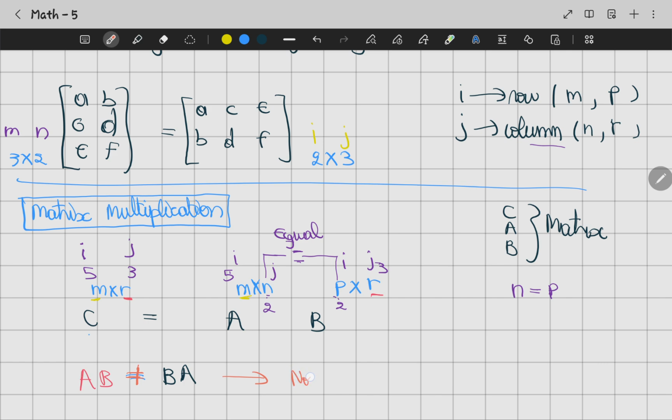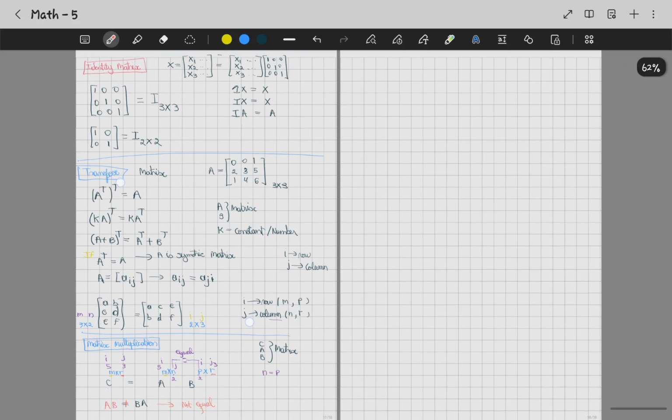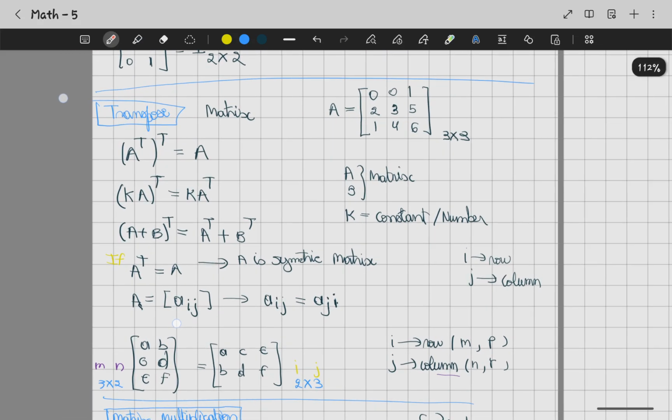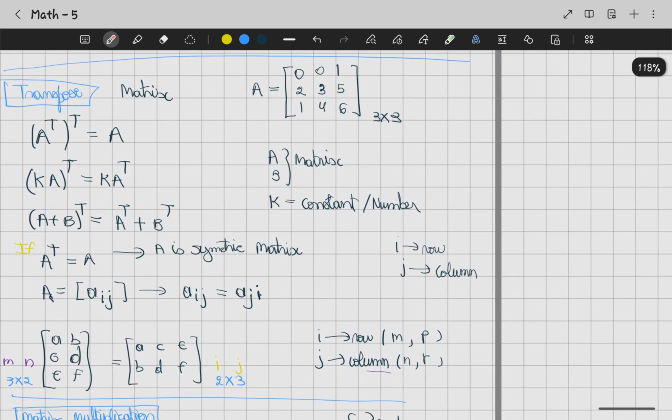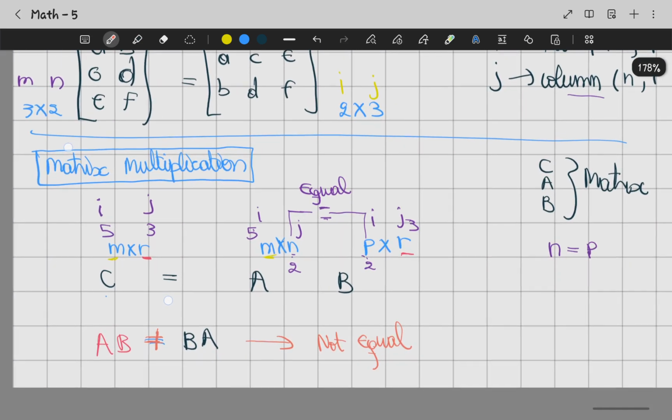Not equal. Okay, and then there you have it. This is all I wanted to give you in one shot. We started from here, transpose, and then we moved to multiplying matrices.